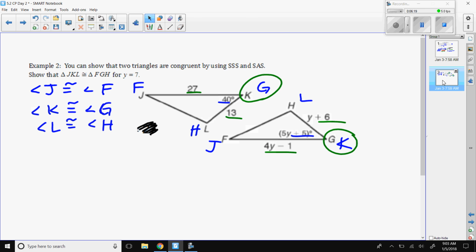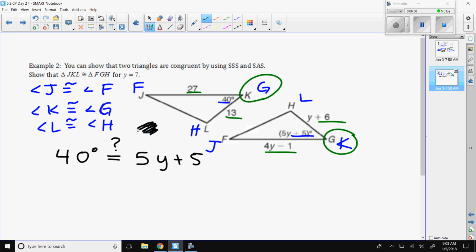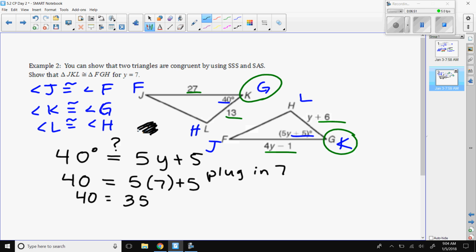These two are the same here, so what I can do is say 40 degrees, is this going to be equal to 5y plus 5? And I want to plug in 7, because that's what was given to me. So is 40 degrees equal to 5 times 7, I plugged in 7 for y, 5 times 7 plus 5. Well, this is going to give me 35 plus 5, and I'd say yes. So that works.